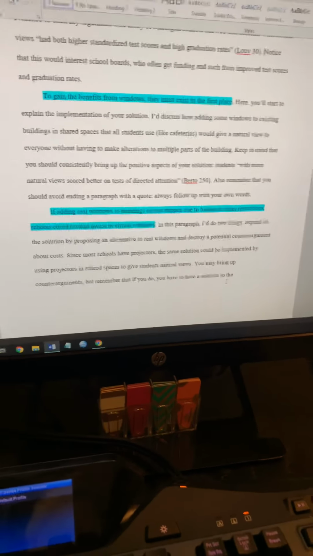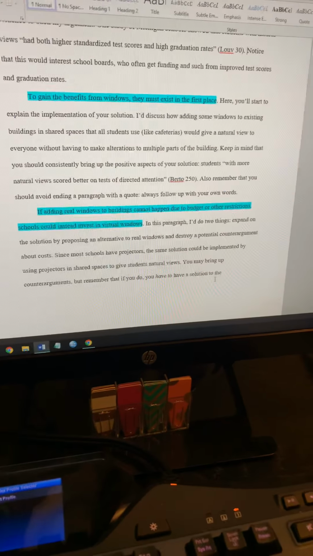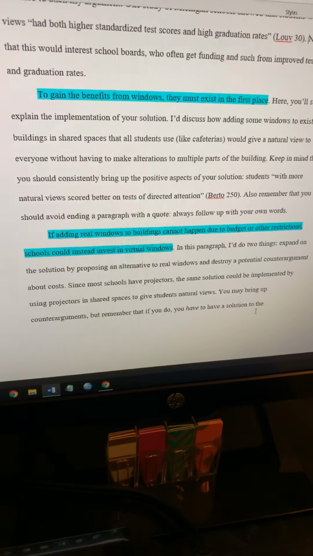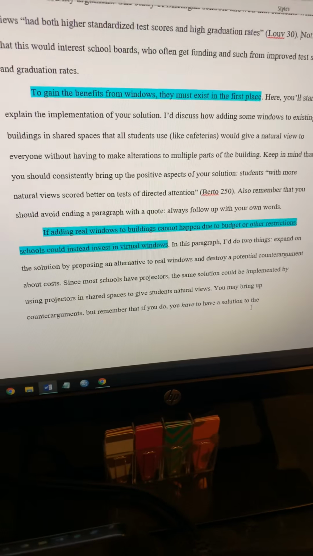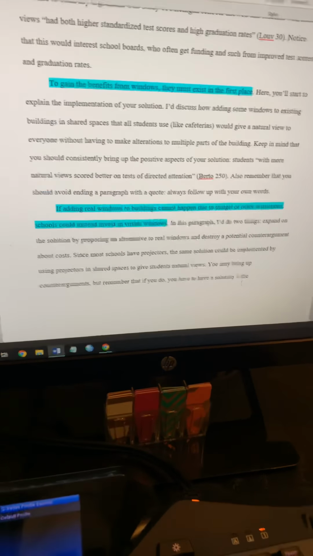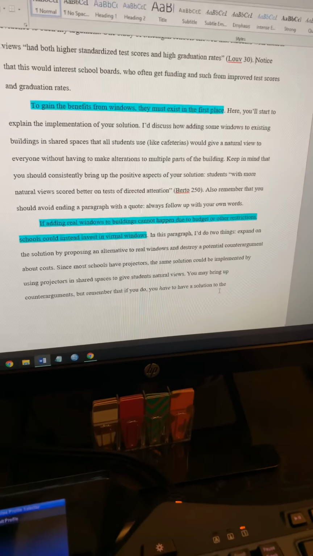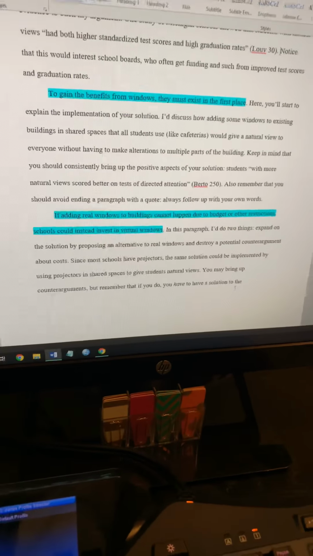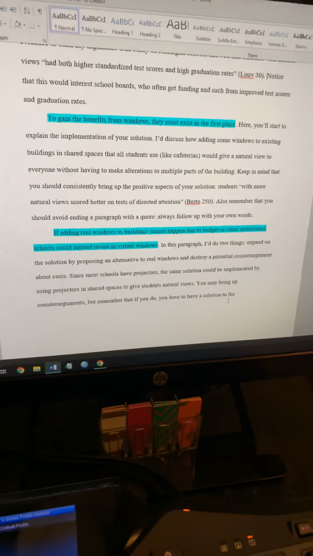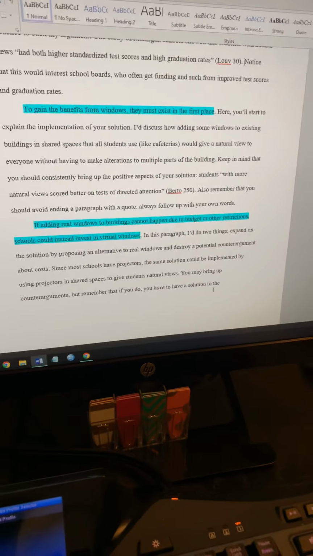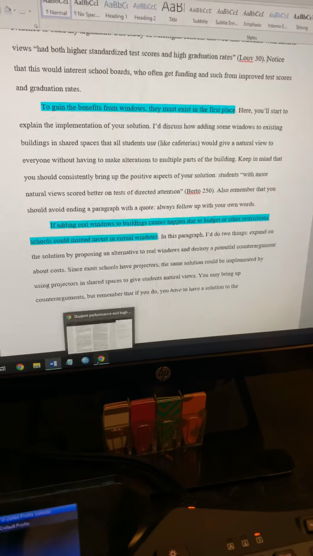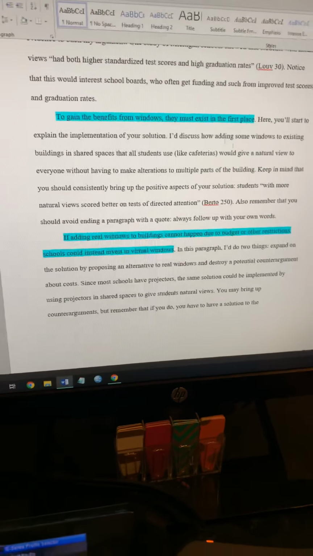And again, we keep bringing up the positive aspects of this solution. So I've got another quote here that students with more natural views score better on tests of directed attention, et cetera. You're constantly bringing up what the benefits of your solution are. And you definitely want to have some kind of plan for implementing this. You can't just say, well, school kids need windows. Okay, great, but how are they going to get them? You have to have some idea of a plan for how this would actually happen. So that's what I'm doing in that paragraph.